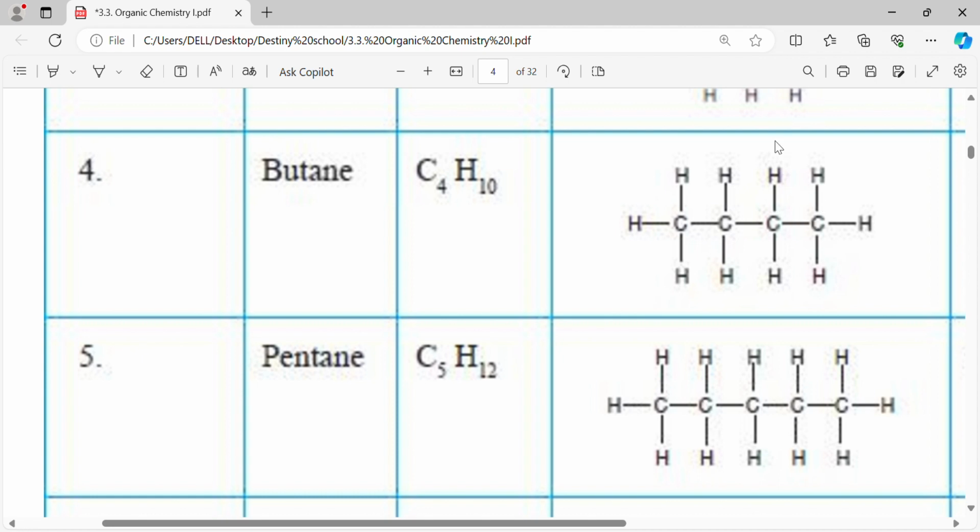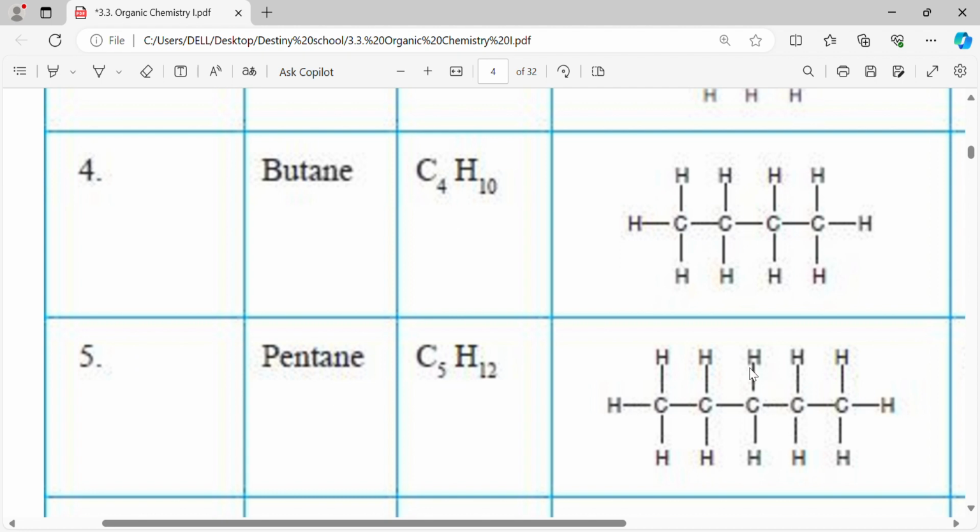The same. They always share this one. The one in the middle, they will always share it. So if you count all these carbon atoms, there are 4. If you count all these hydrogen atoms, there are 10. So number 4 is butane. This is its molecular formula. This is the structural formula.